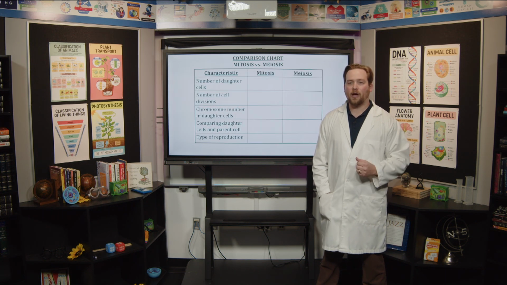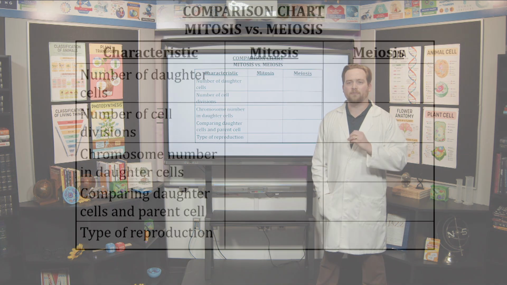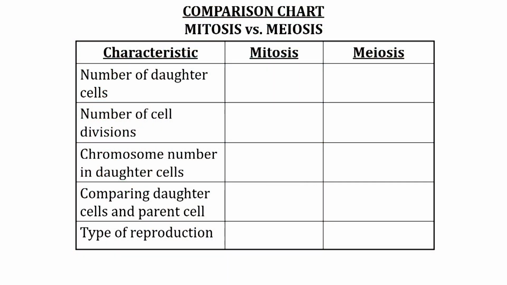The first thing we're looking at, at the very top of that list, is number of daughter cells. What are daughter cells, first of all? Remember that the cell that you start with is called the mother cell, and the cells that you end with are called the daughter cells. In mitosis, how many daughter cells do we produce? We produce 2 daughter cells, right? 1 turns into 2. In meiosis, how many daughter cells do we produce? We produce 4. That's right, 1 cell is going to turn into 4 cells in meiosis.